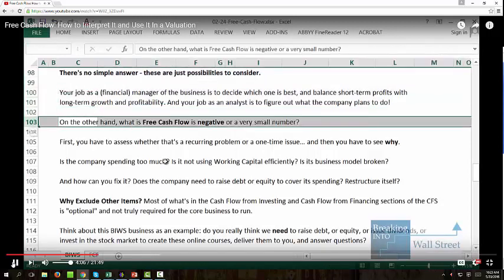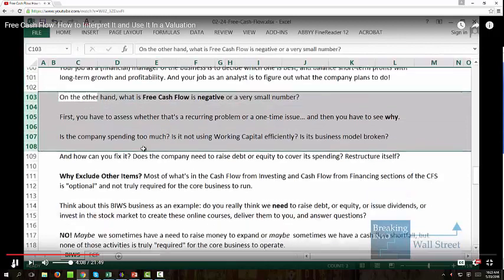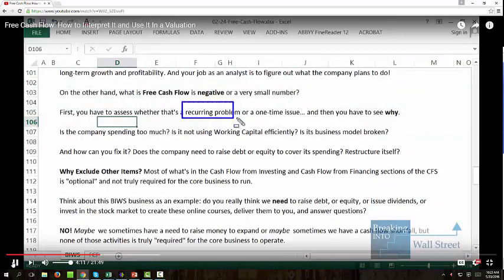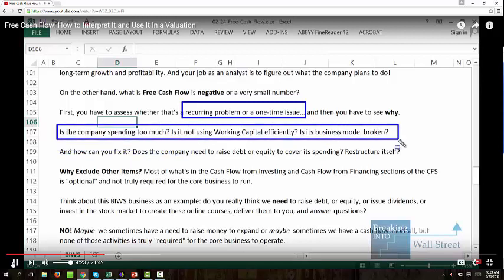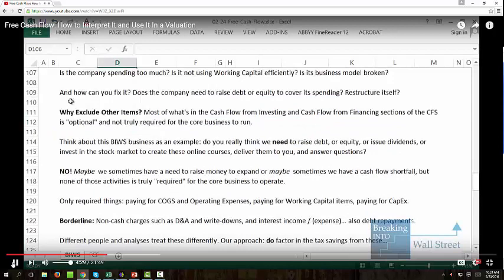What if it's a negative or a very small number? Well, the first thing is you have to see if it's a recurring problem or a one-time issue. Because in a lot of cases, companies will have free cash flow that is negative because of a one-time event. So is it because the company is consistently spending too much on its operating expenses? Is it because its working capital is not being used efficiently? Is it because its business model is broken? And then once you assess that and dig in, then you can think about ways to fix it.